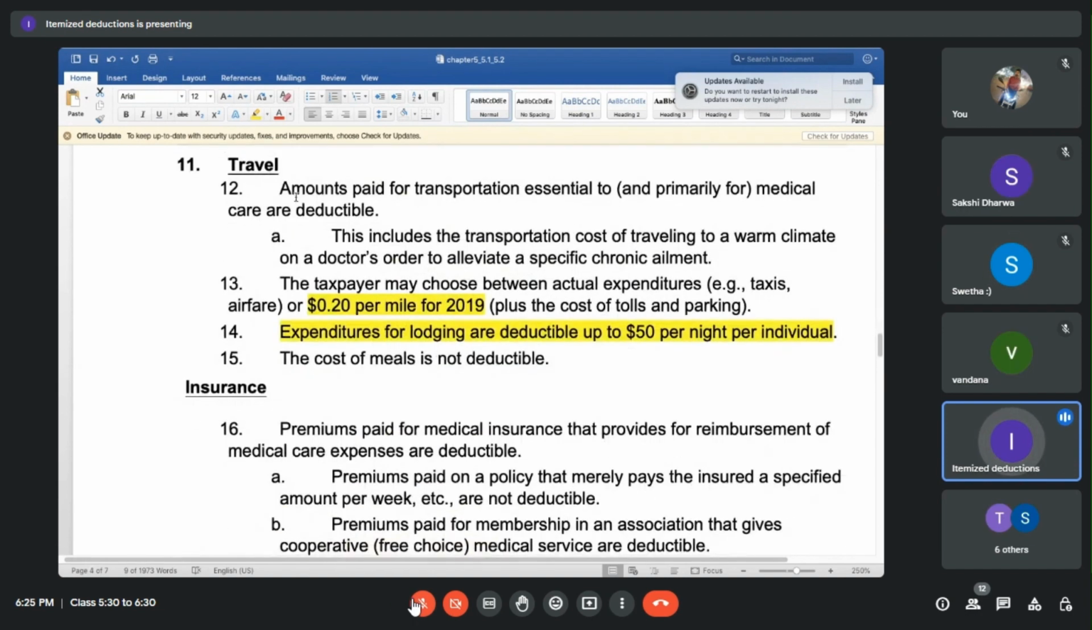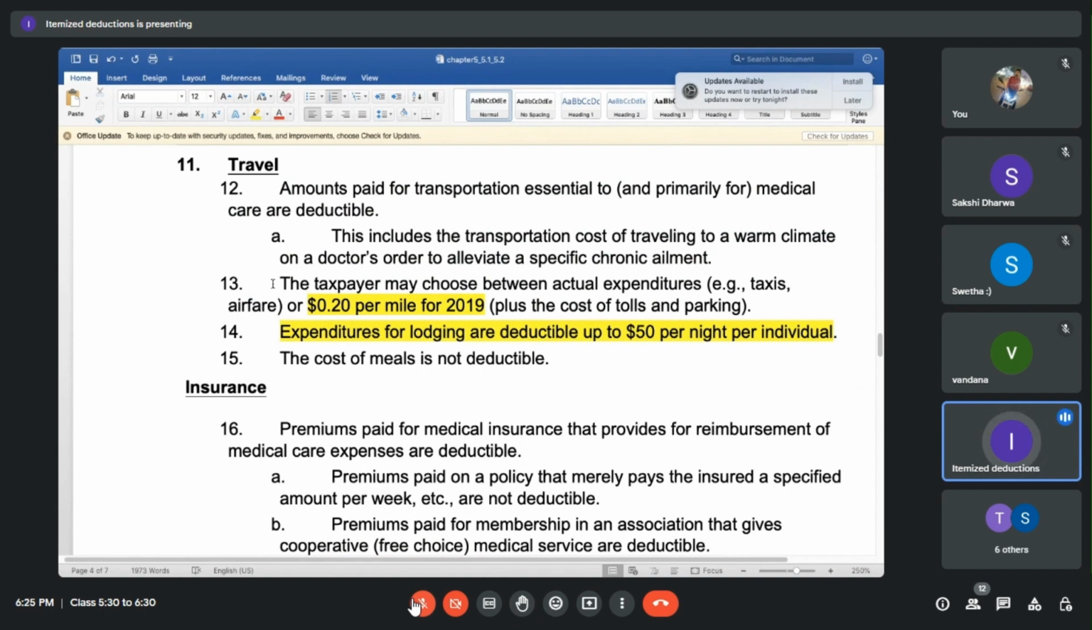Again, we have already covered in the previous example that for expenditures for lodging and all, you can take $50 per night. But remember, this is for 2019. We can always go on the IRS website and see what the limit is for 2022. Maybe they have increased it to $70 or $100, whatever. Because every year with inflation, the cost of living going high and all, they're going to revisit these numbers.